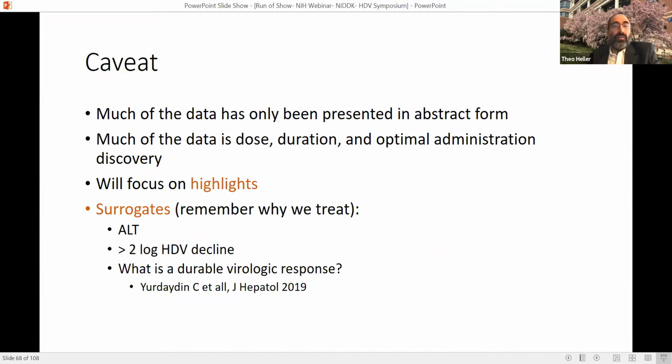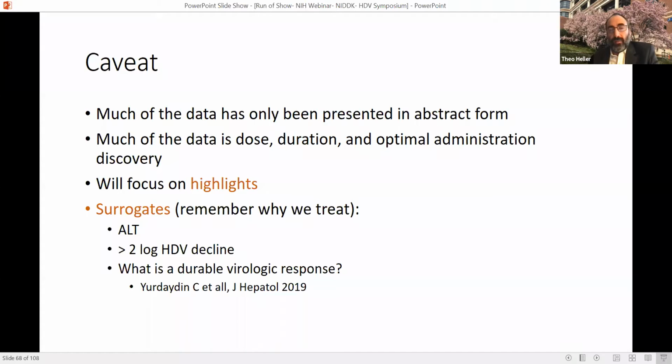Major caveats. Much of this data has only been presented in abstract form. Much of the data is dose, duration, and optimal administration discovery. In other words, not intended to cure. And I know cure is a 4-letter word, but these were not intended to cure. This is more fact-finding. And what I'll try and do is focus on highlights for these 4 drugs.